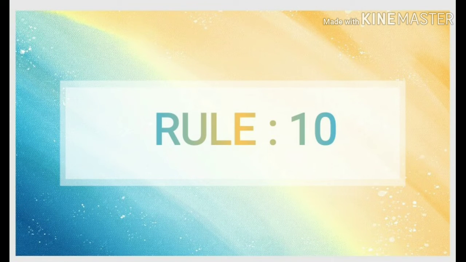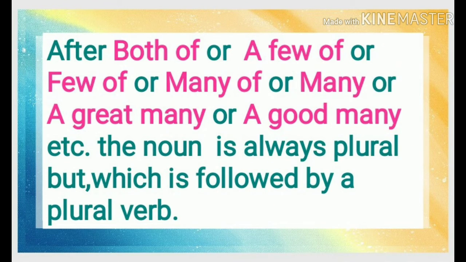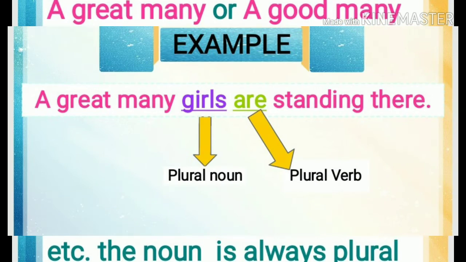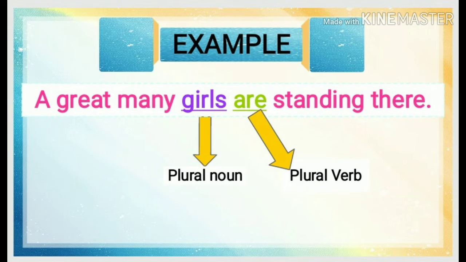Let's move on to rule number 10, and that is, after both of, or a few of, or few of, or many of, or many, or a great many, or a good many, the noun is always plural and is followed by a plural verb. Now look at the following example. A great many girls are standing there. In this sentence, after a great many, we use the plural noun girls followed by the plural verb are.